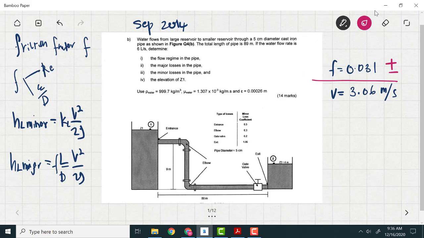Okay, and then you also have found the velocity is 3.06. And this is the important lah. If you want to find the major losses or minor losses, you need two things. First is the velocity, and the second is the friction factor. Okay, so looking back at the equation, this is September 2014.